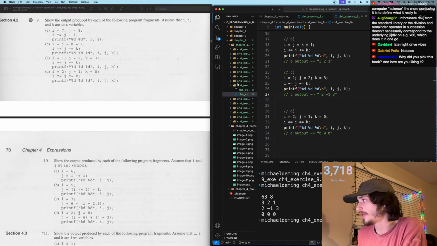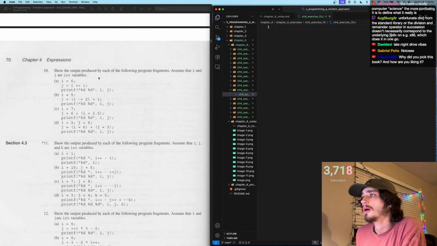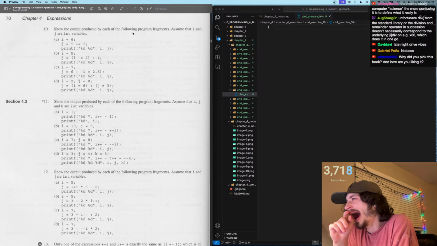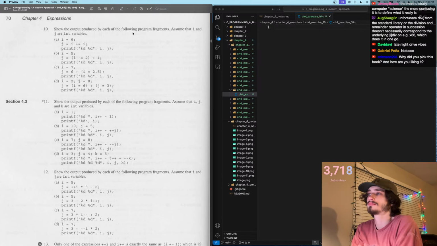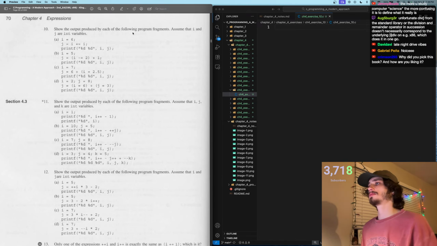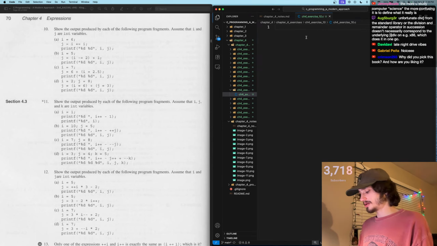Okay, cool. That was number 9. Let's keep pushing. We're on a roll. Number 10. Show the output produced by each of the following program fragments. Assume that i and j are int variables. Okay, so similar to what we had before.